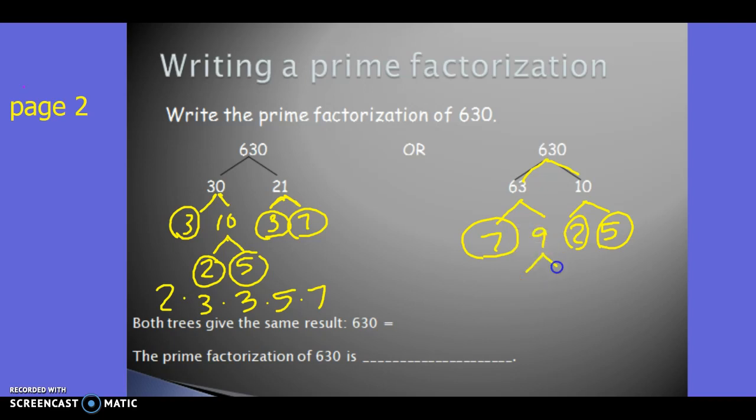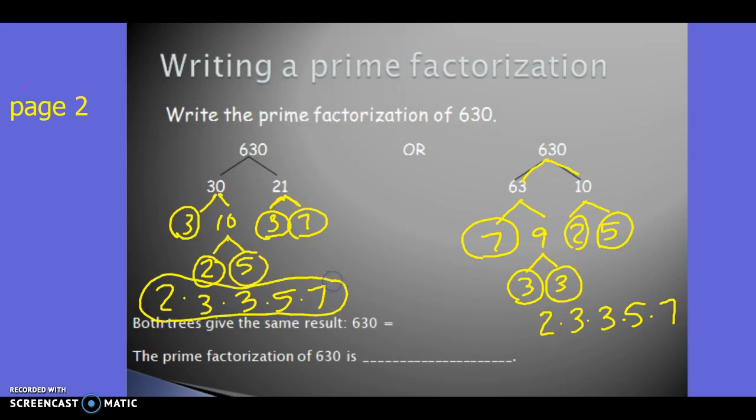I have to keep going with 9. What two numbers multiply together give me 9? Well, that would be 3 times 3. Those are both prime, so I circle them. If I write them in order from least to greatest, I have 2 times 3 times 3 times 5 times 7. Notice that's exactly what we got over here, even though we did it using a different method.